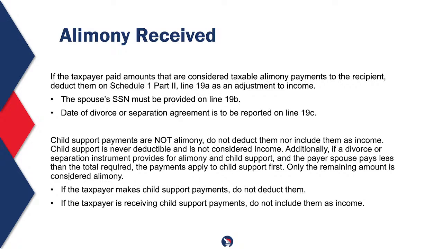Additionally, if a divorce or separate maintenance instrument provides for alimony and child support, and the paying spouse pays less than the total required, the payments are applied to child support first. Only the remaining amount is considered alimony, and you're not going to have a great record on this. This is not necessarily coming as a W-2 or a 1099 or anything like that. Basically, you're kind of working off bank statements at that point. If the taxpayer is receiving child support payments, do not include them as income.